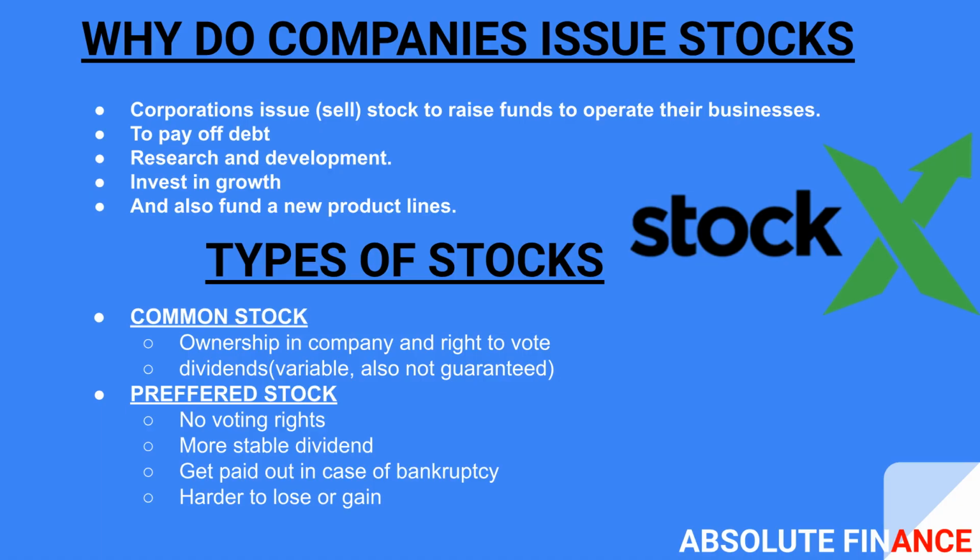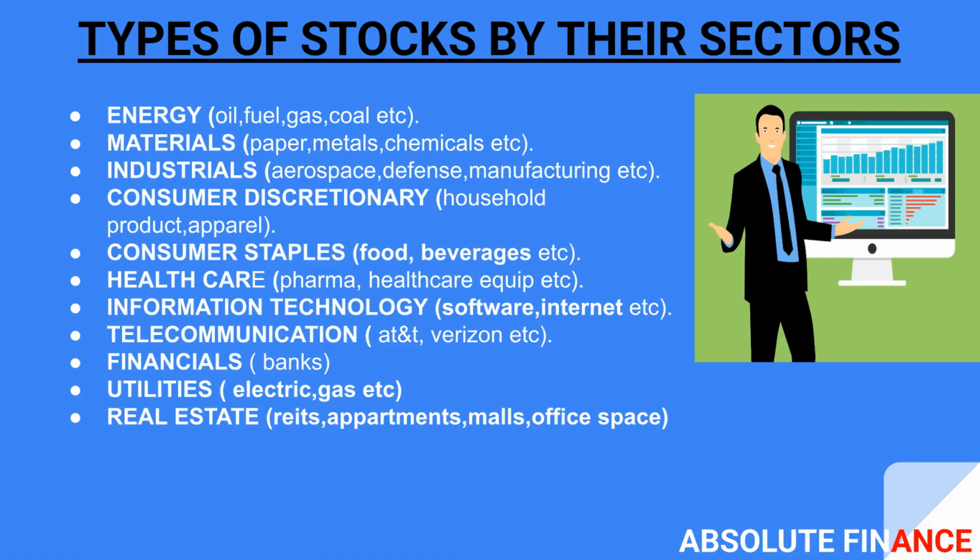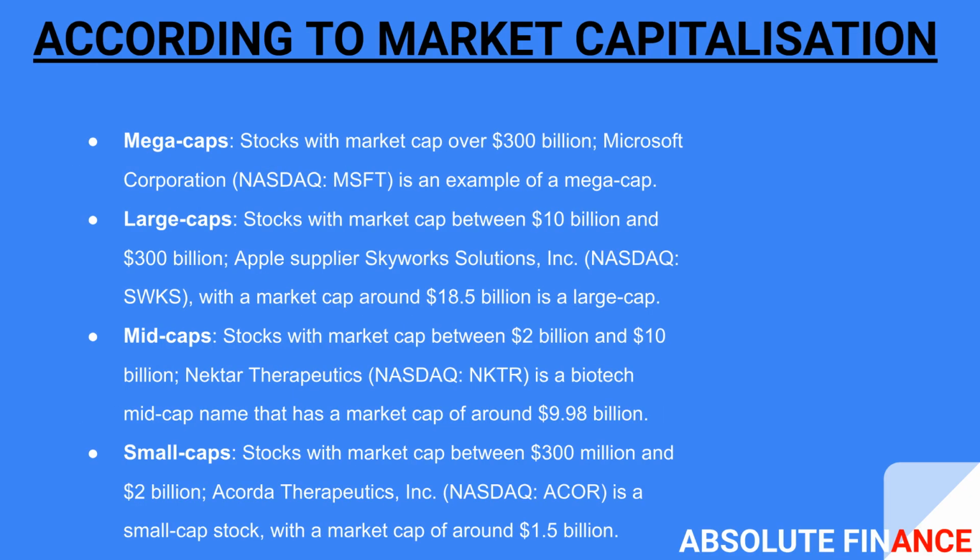There are two main types of stocks: common stock, which grants ownership and voting rights, and preferred stock, which has no voting rights but offers more stable dividends and is prioritized during bankruptcy. Stocks can be categorized by their sectors, including energy, materials, industrials, consumer discretionary, consumer staples, healthcare, information technology, telecommunication, financials, utilities, and real estate. Stocks are also categorized based on market capitalization.